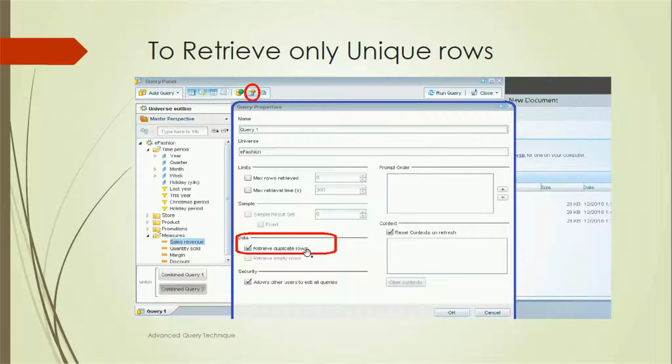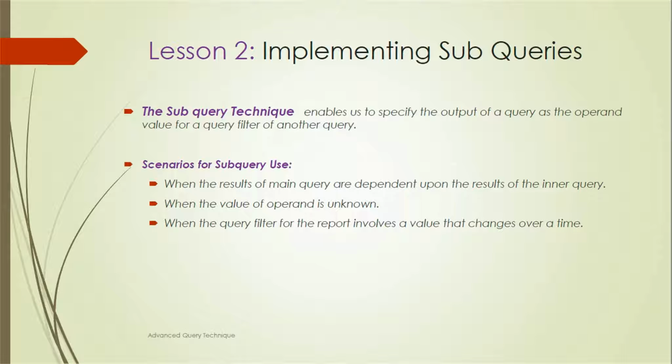Okay, then coming to the next point, lesson 2, which is about implementing subqueries. So why are subqueries needed and what is a subquery? Subqueries enable us to specify the output of a query as the operand value for a query filter of another query. So when do we use these subqueries? When the results of the main query are dependent upon the results of the inner query. If the main query data is dependent upon the results of another query, then we should use the inner query.